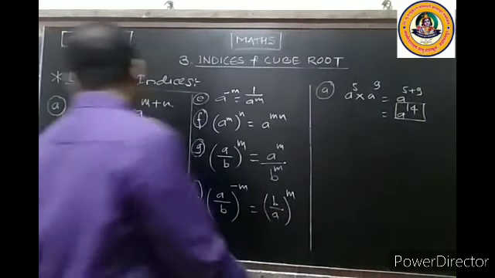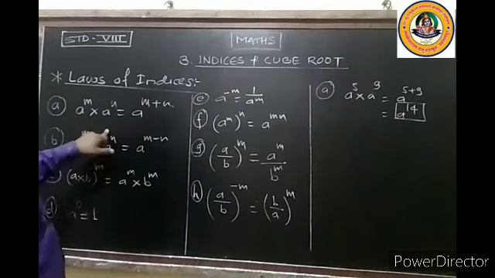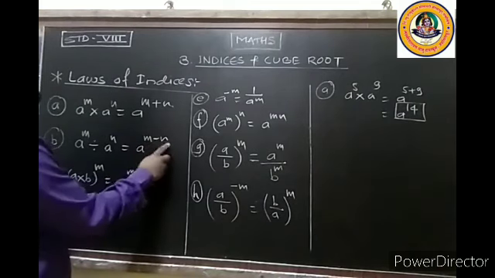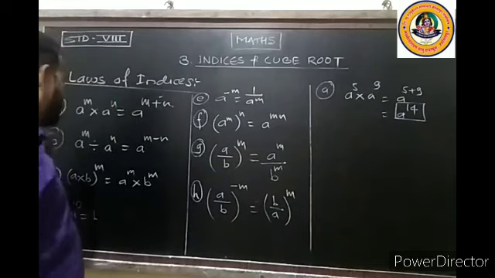Okay. What is the second law? A raised to m divided by a raised to n. Here is a multiplication, here is a division. A raised to m divided by a raised to n is equal to a raised to m minus n. Here is an addition and here is a subtraction.